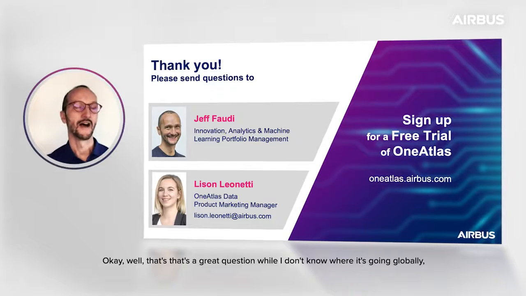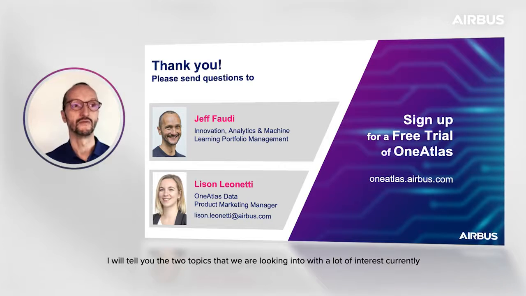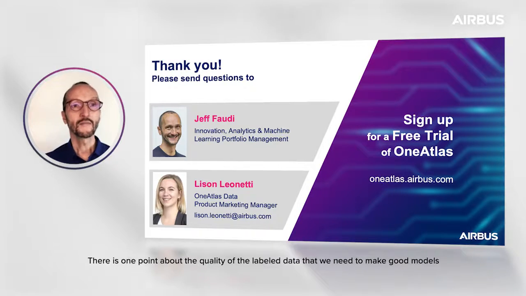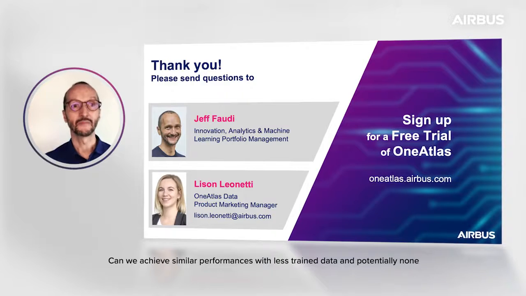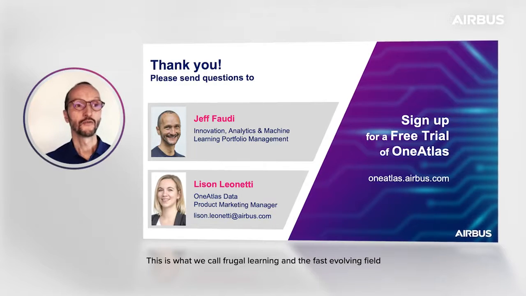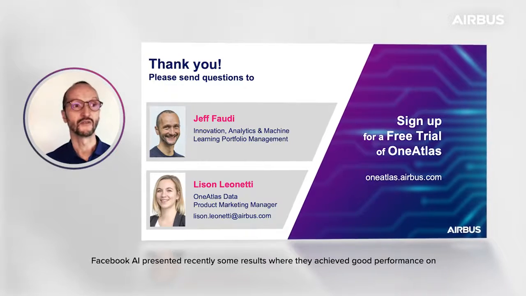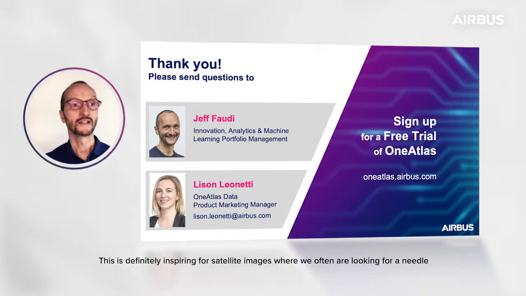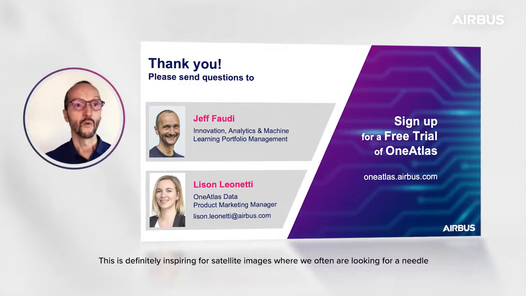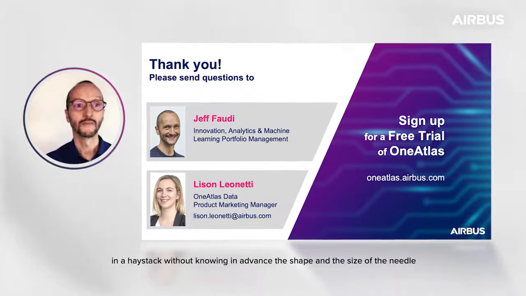Well, that's a good question. I don't know where it's going globally, but I will tell you the two topics that we are looking into with a lot of interest currently. There is one point about the quantity of labeled data that we need to make good models. Can we achieve similar performances with less training data and potentially none? This is what we call frugal learning, and it's a fast evolving field. Facebook AI presented recently some results where they achieved good performance on unsupervised training on ImageNet. This is definitely inspiring for satellite images, where we often are looking for a needle in a haystack without knowing in advance the shape and the size of the needle.